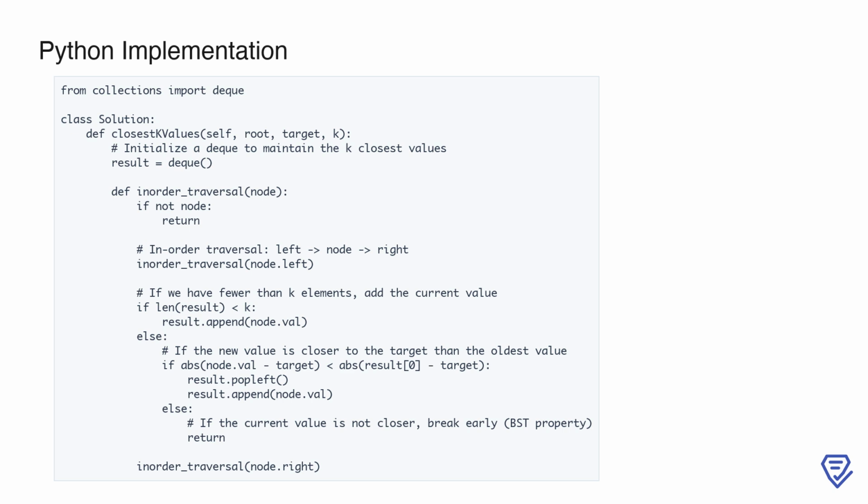If the deque has fewer than k elements, we directly append the current node's value to the deque. However, if the deque already contains k elements, we compare the difference between the current node's value and the target with the difference between the oldest value in the deque and the target. If the current node's value is closer to the target, we remove the oldest value from the deque and add the current value. Otherwise, since the values in the BST are sorted during in-order traversal, we can terminate early without checking further nodes. Finally, we recursively call in_order_traversal on the right child to process the right subtree.